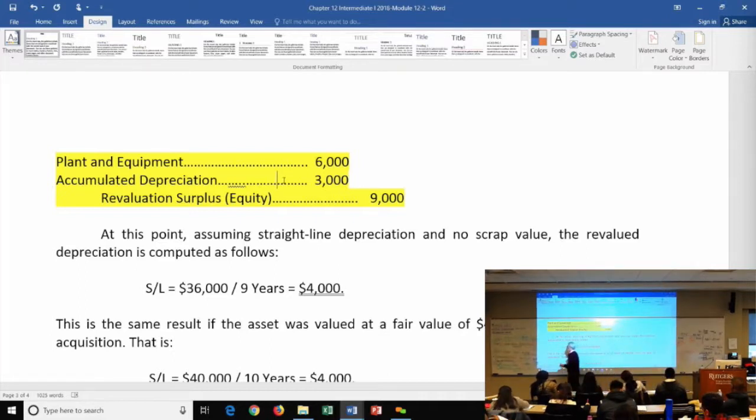I'm going to do a little bit more on that under IFRS. This is not permitted under US GAAP. US GAAP only allows you to use the cost model.